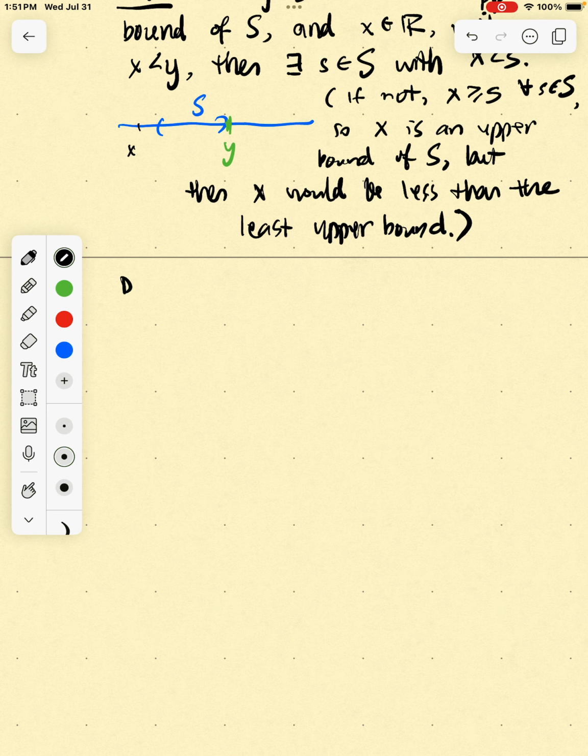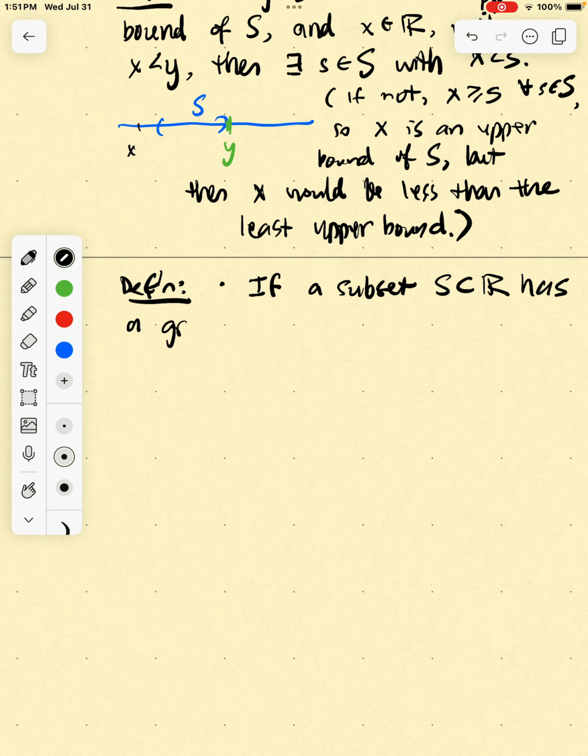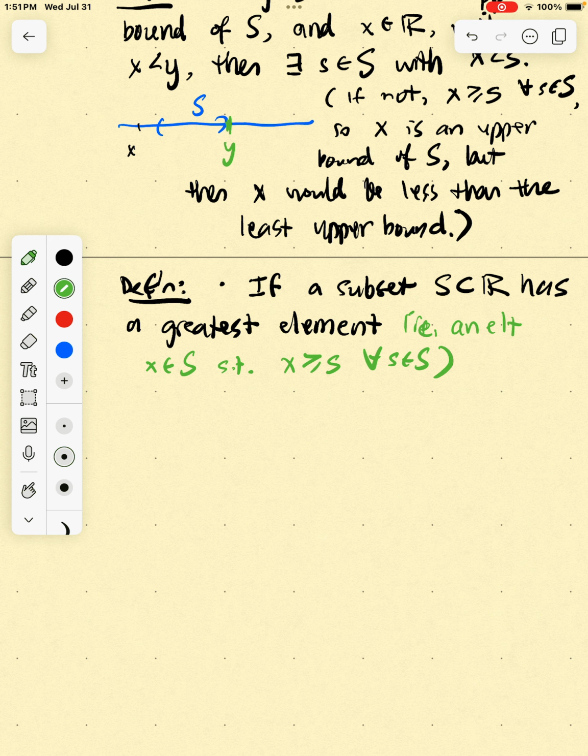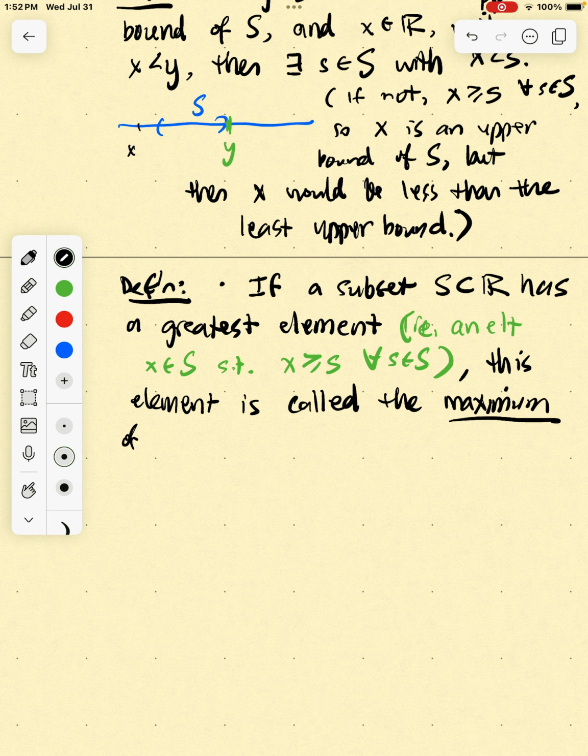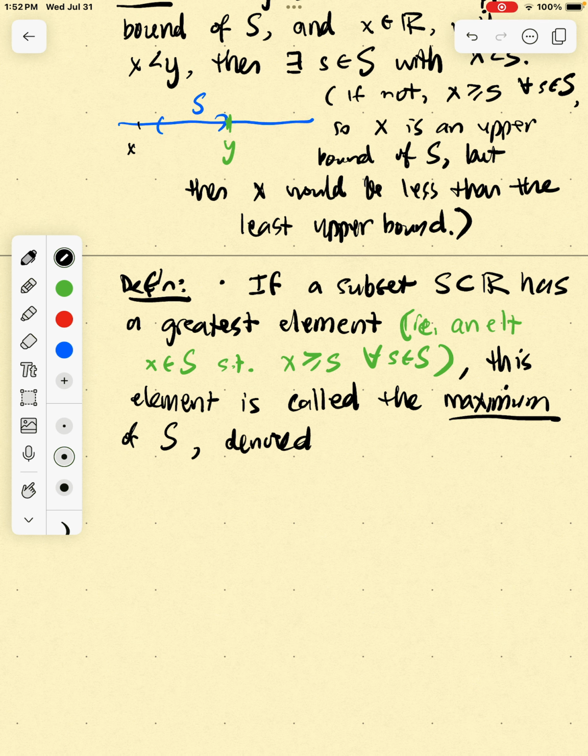Okay, so we have another definition, the maximum of a set S. If a subset S of R has a greatest element, in other words, an element of S, say x in S, such that x is greater than or equal to s for all little s in S, then this element is called the maximum of S, and it's denoted max S.